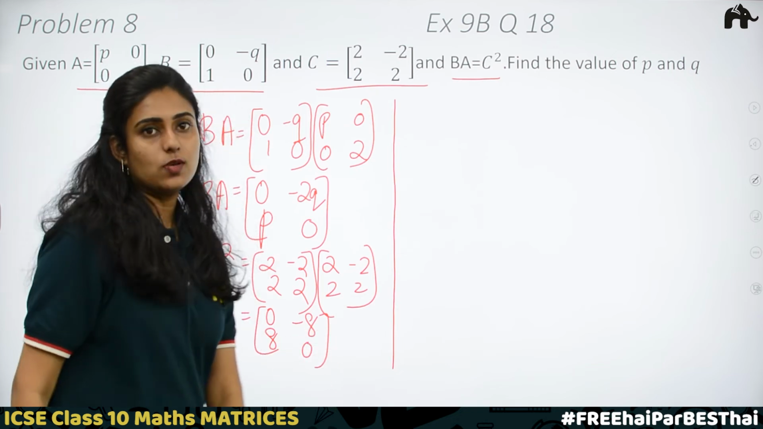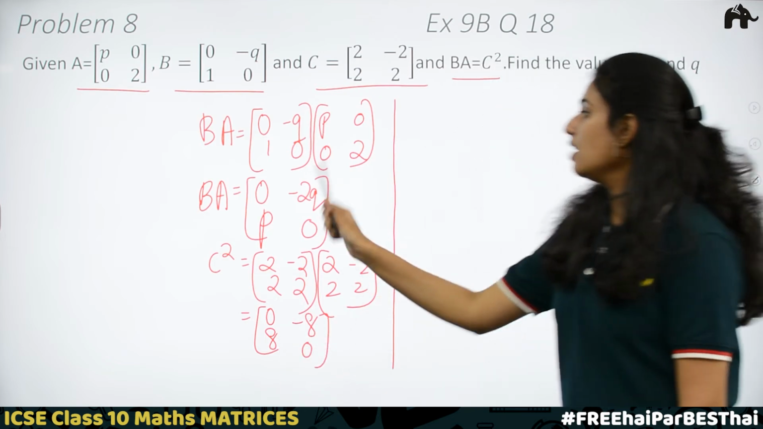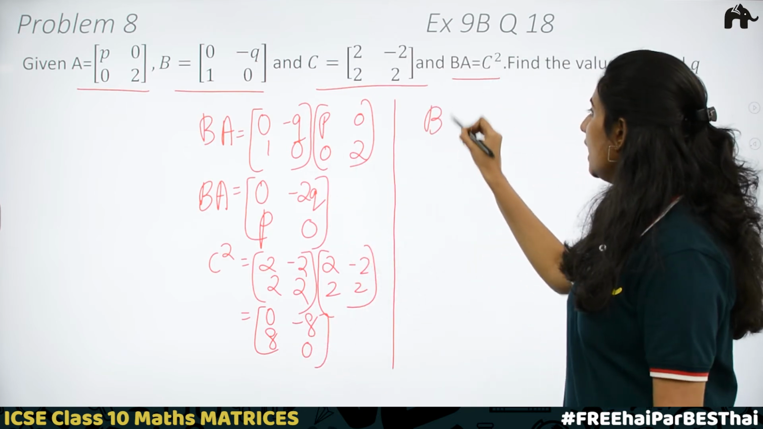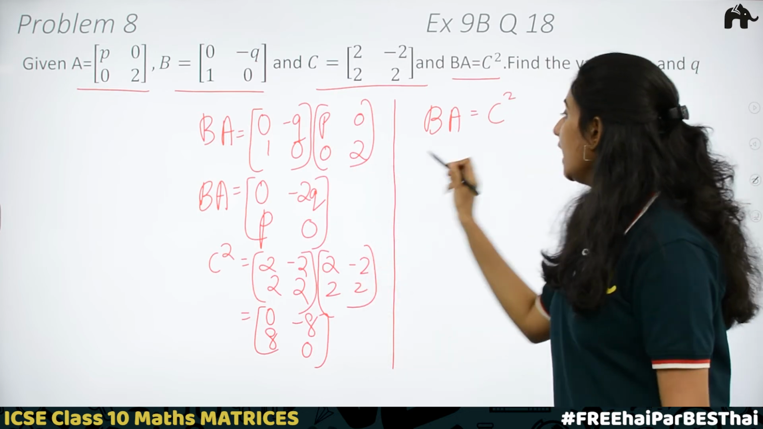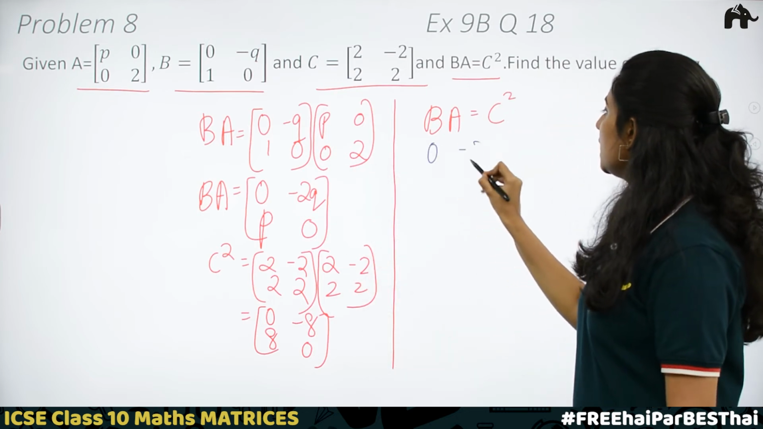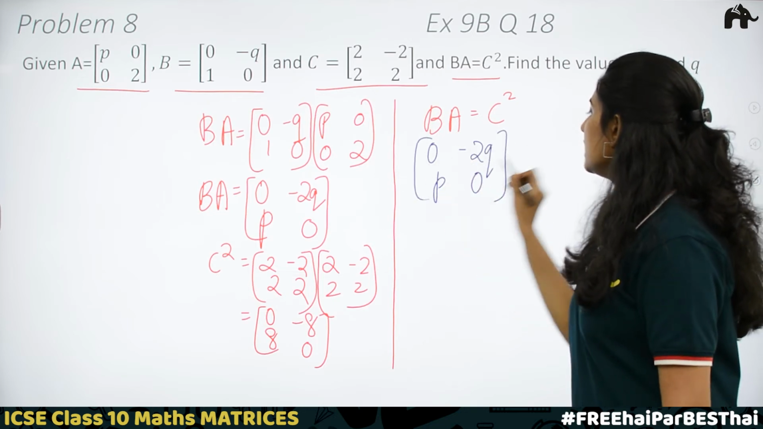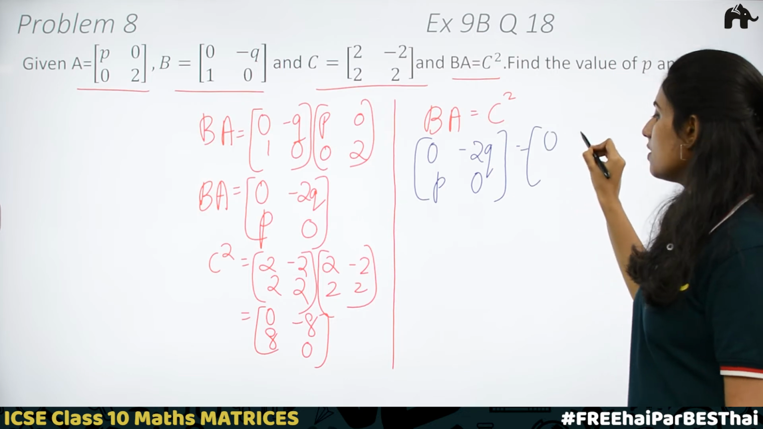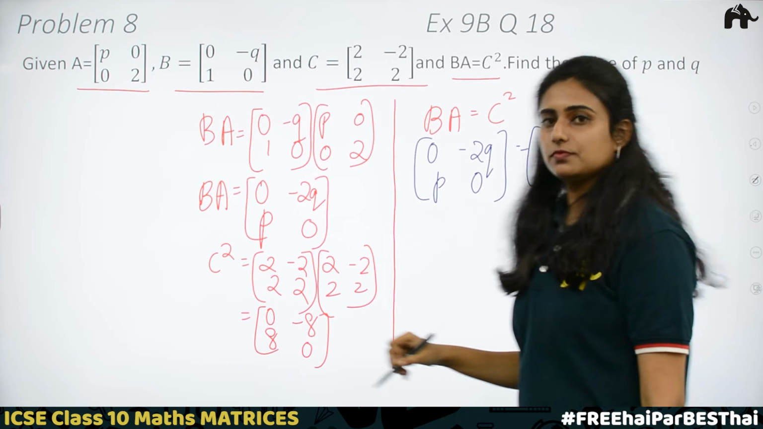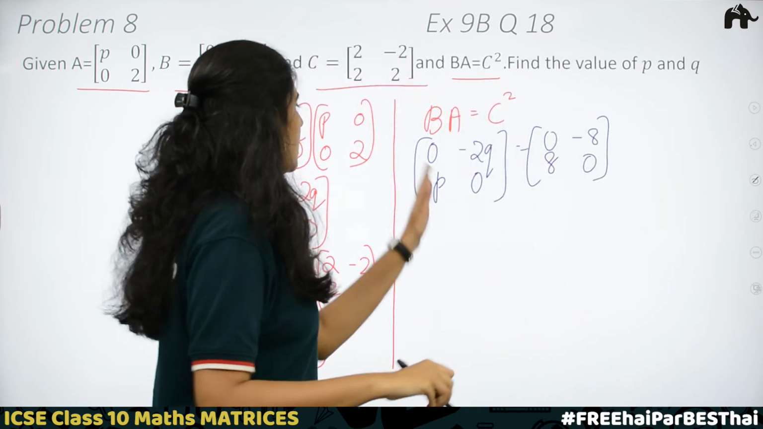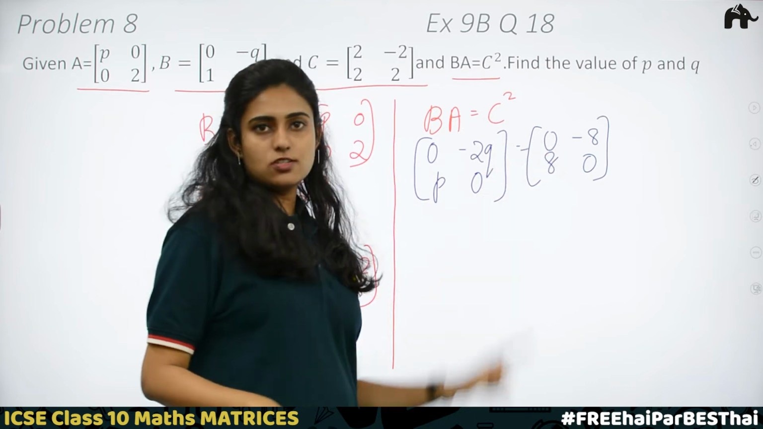We got C square is equal to [0, -8; 8, 0]. Now we can equate BA is equal to C square. What is BA? [0, -2Q; P, 0]. That is equal to [0, -8; 8, 0]. Now, considering the corresponding elements, here we have 0, this is also 0.